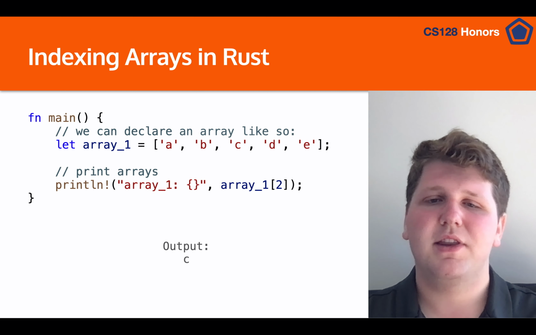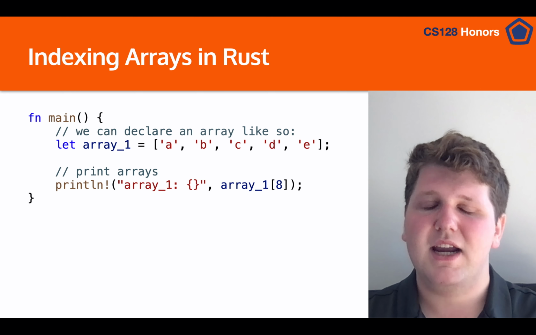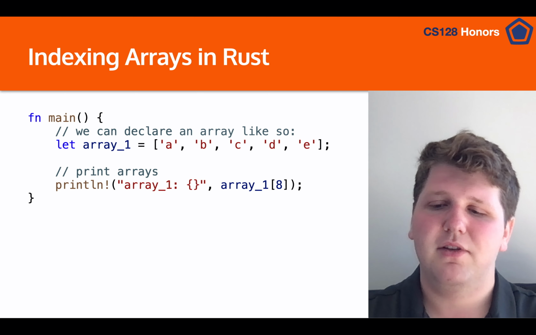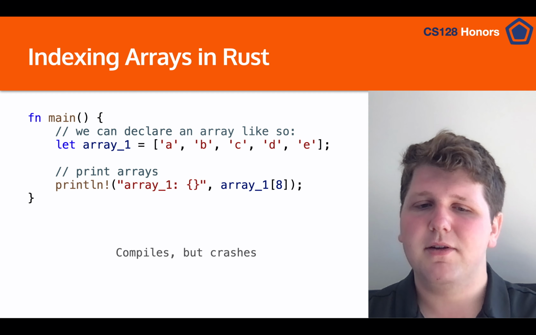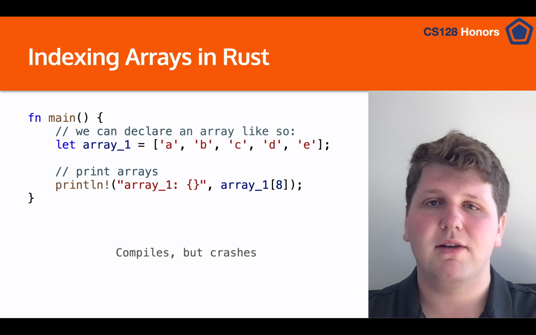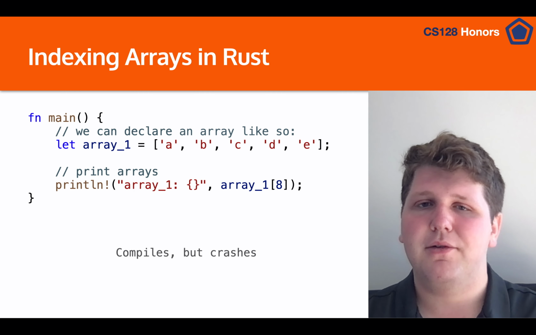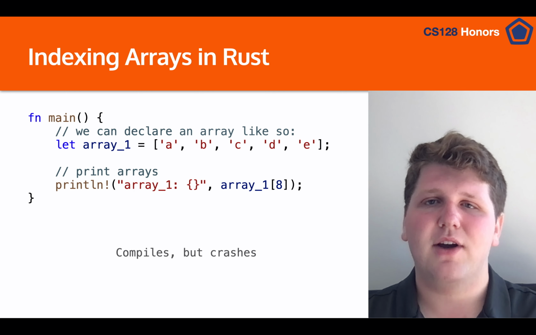However, there is one thing to note. While this is going to print out C, what if we try and put 8 in there? What if we try and go out of bounds? Well, Rust is safe, but it's not that safe. This will actually compile, and it will look like it's fine to you, but if you try and run it, it will crash. So be aware that out of bounds index exceptions can still happen in Rust.